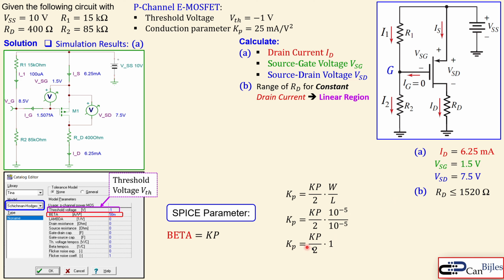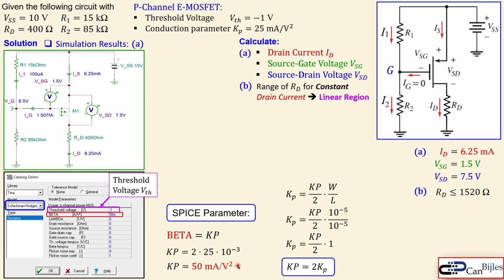So we can say K sub p is equal to Kp over 2. So the SPICE parameter Kp will be 2 times the value for the conduction parameter given for the MOSFET, which is 2 times the K sub p. That means I need to double the value here, so 25 milliamps per square volts must be 50.